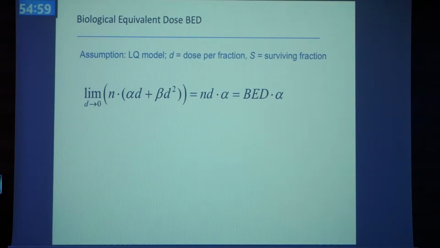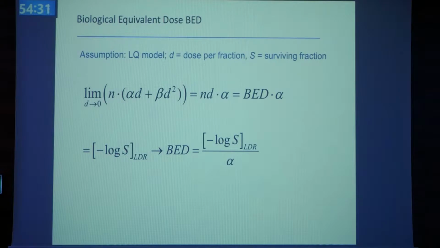So then you get a linear relationship containing the radiosensitivity parameter alpha. Then you have times the dose per fraction and times the number of fractions, and this can be considered as the biological equivalent dose in the low dose rate limit. So BED in the low dose rate limit can be calculated according to this.